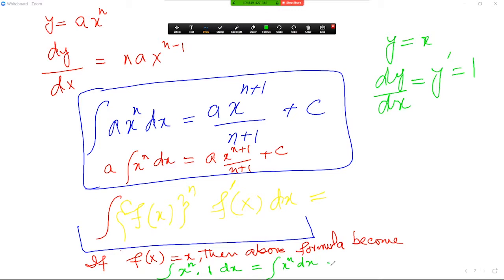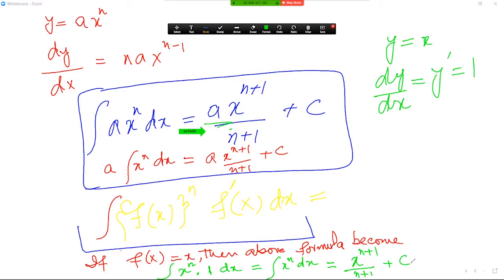Can you let me know the answer? Would it be x over 1? Look at the formula. Sorry, there is no a here because there is no a. So then it is x to the power of n plus 1 divided by n plus 1, plus c. Got it?